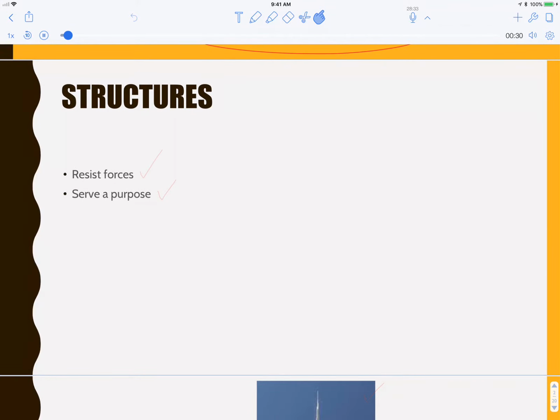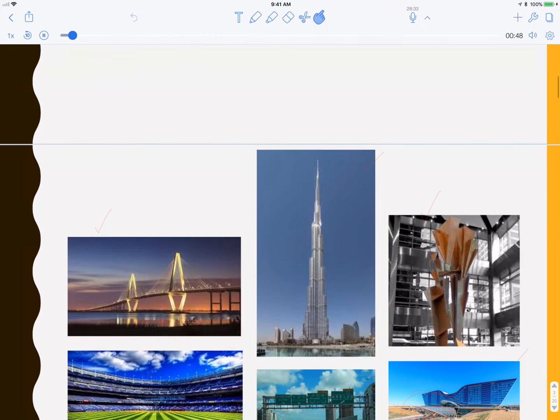I'm not sure if this part of it's in the book, but I can't talk about structures without talking about what they really are. Structures are anything that resist forces. This is why you need to know statics, but they also serve a purpose. Here are pictures of various kinds of structures.